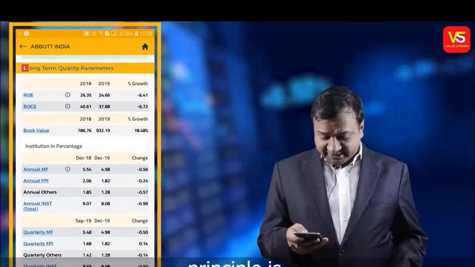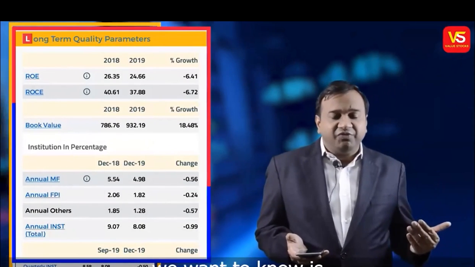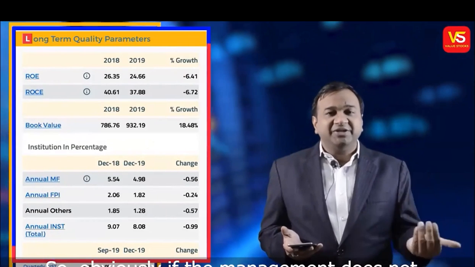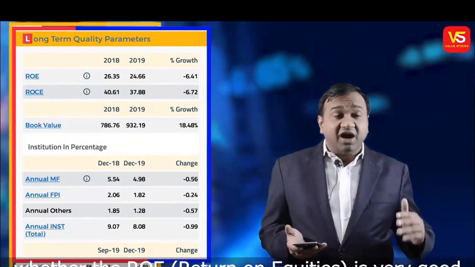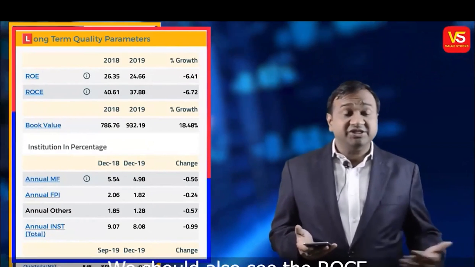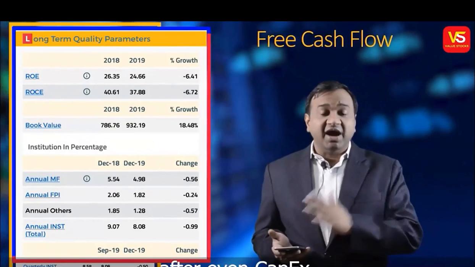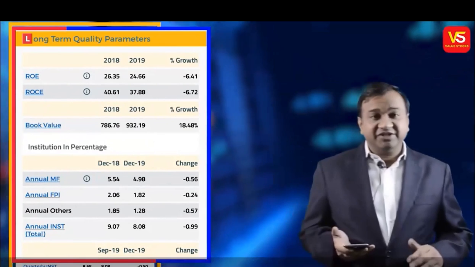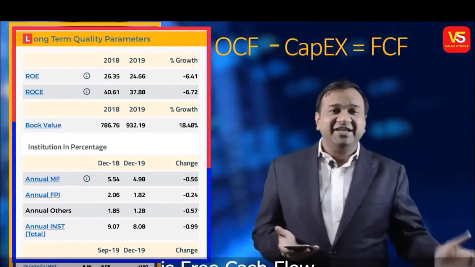The third principle is whether it has some long-term quality. One of the major things we want to know is whether the management has integrity. If the management does not take a lot of debt, what is the debt equity ratio, and whether the ROE, the return on equity, is very good, we know how they are using the capital. We should also see the ROC, and whether the company has free cash flow even after capex. You get the operating cash flow and the free cash flow; operating cash flow minus capex is free cash flow.